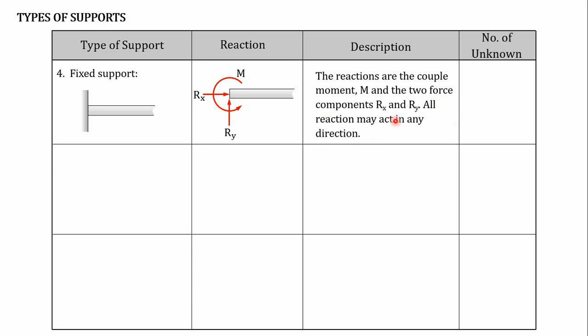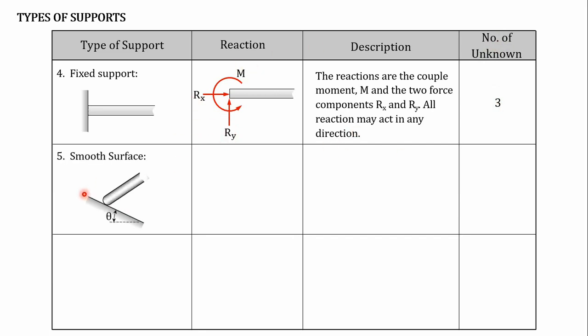All reactions may act in any direction. Meaning class, in any direction, yung Ry natin can be going upward or going downward. It depends on the loading of the body. And also the moment, it can rotate clockwise or counterclockwise. It depends on the loading of the body. So the number of unknowns, how many? That is 3. So Ry, Rx, and M.